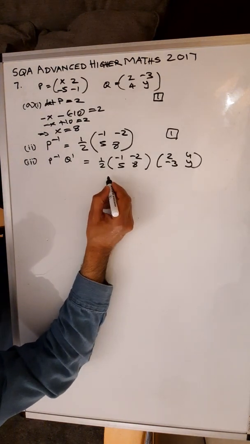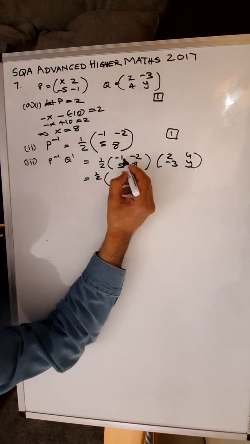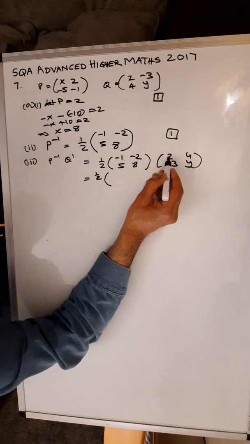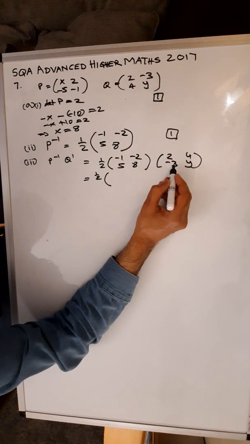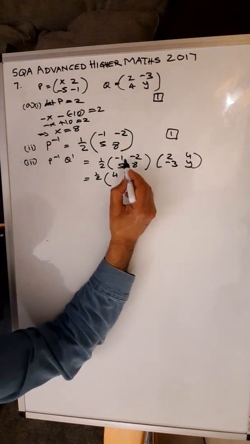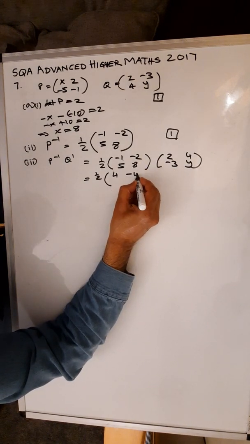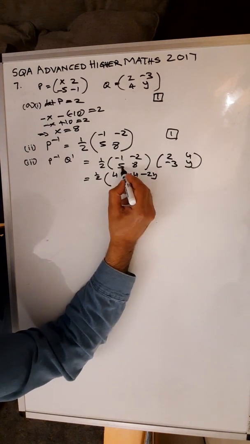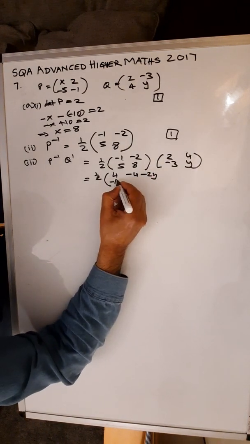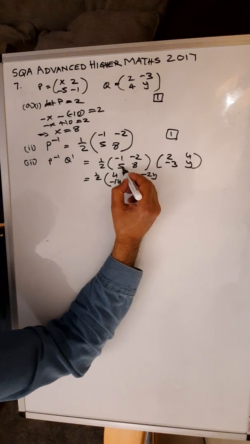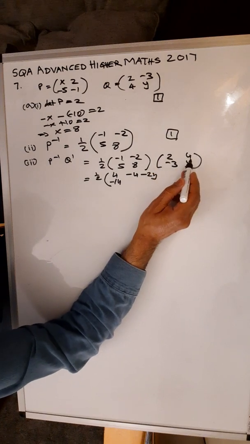Now you need to multiply this out. Keep the half outside just now. So this row by this column, minus 1 times minus 2 is minus 2. Minus 2 times minus 3 is plus 6. Minus 2 plus 6 is 4. Minus 1 times 4 is minus 4, minus 2y. 5 times 2 is 10. 10 minus 24 is minus 14. And 5 times 4 is 20 plus 8y.